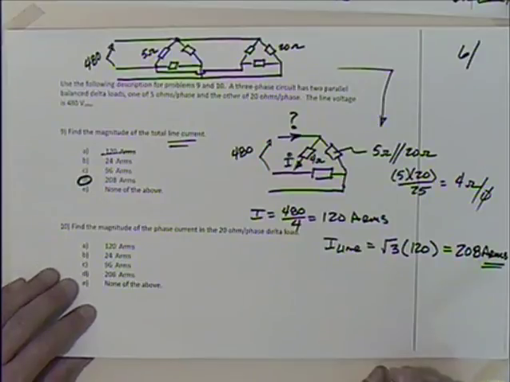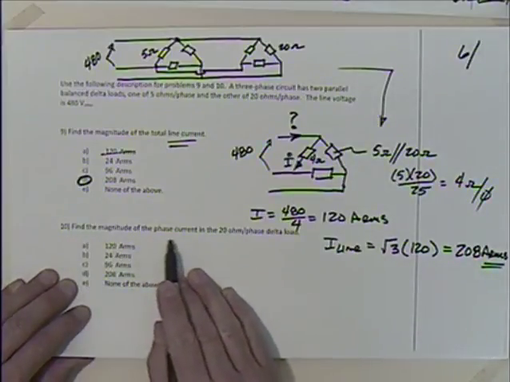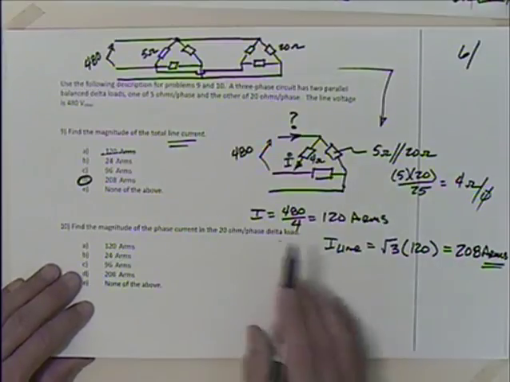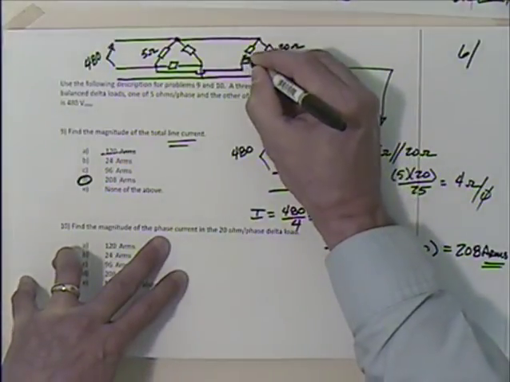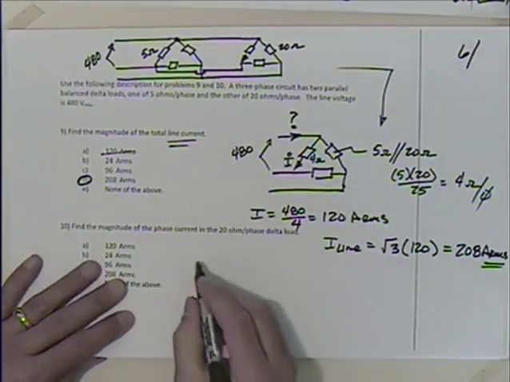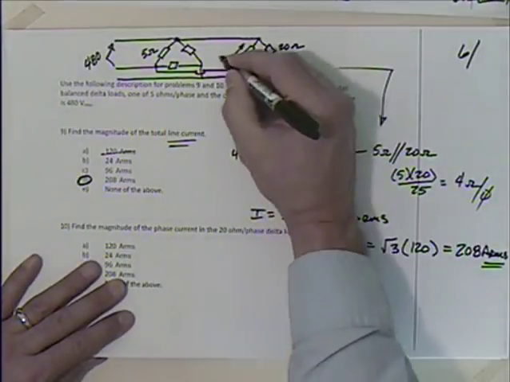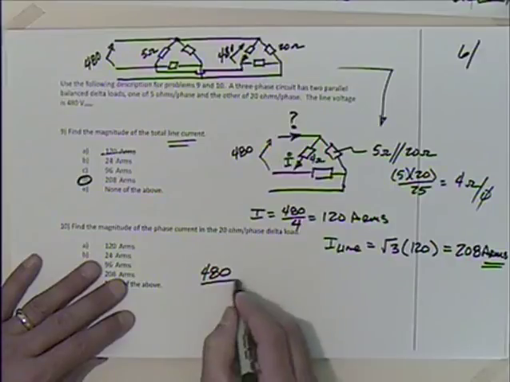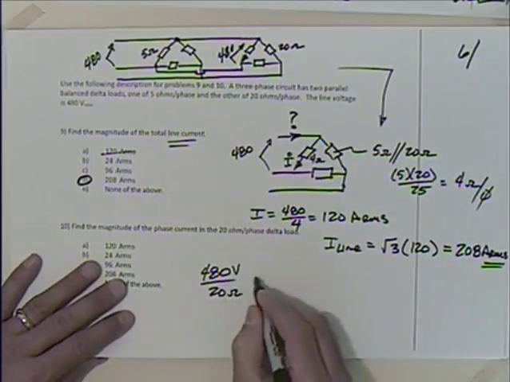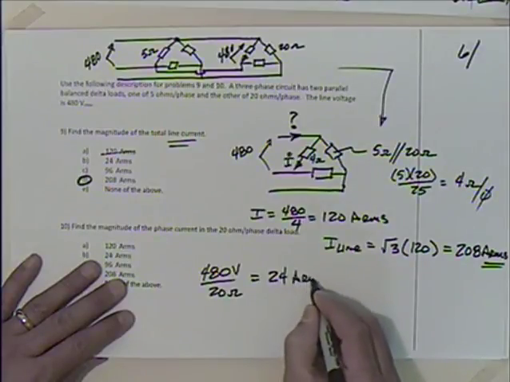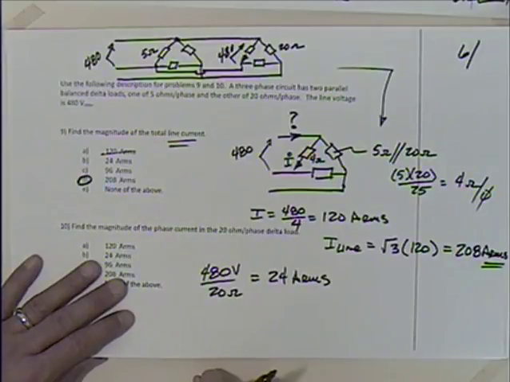That's good. Then the last question, find the magnitude of the phase current in the 20 ohm phase of the delta load. So we're looking for the phase current. So we're looking for one of these currents down through there, right? Okay. So that would really just be as easy as, what's the voltage across there? That's 480, isn't it? Things in parallel have the same voltage, so I take 480 and I divide, volts divided by ohms, gives me 24 amps. Is that right? I think so.